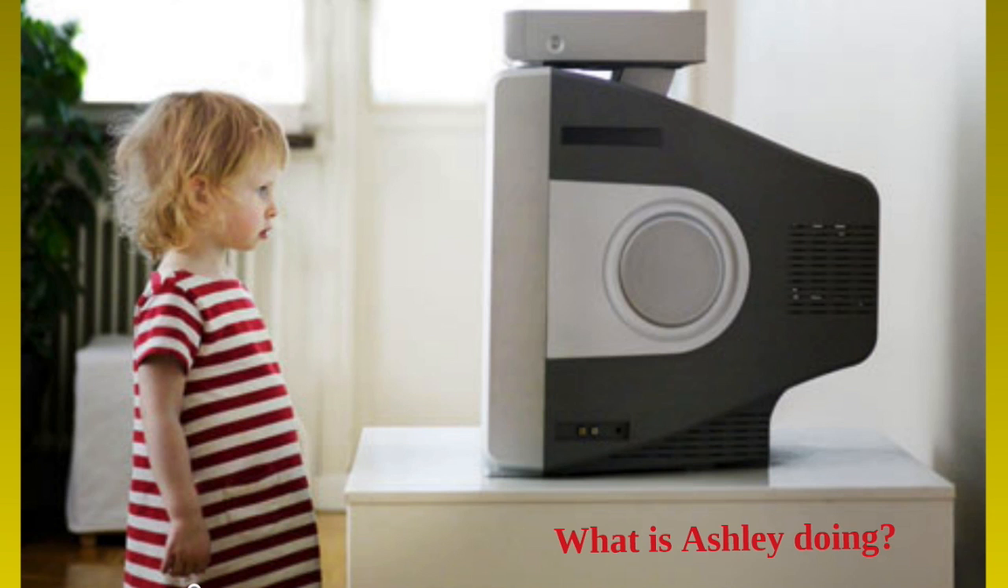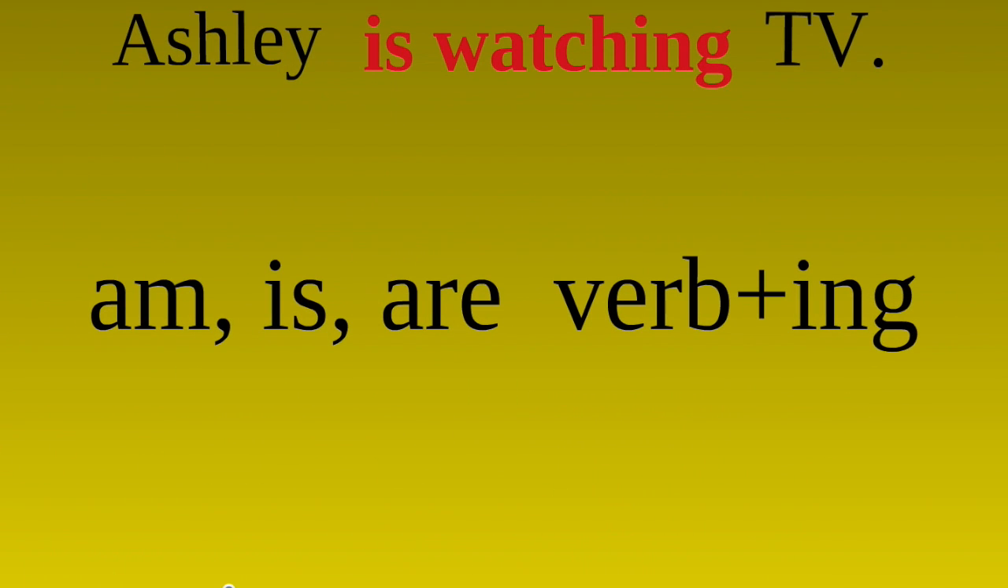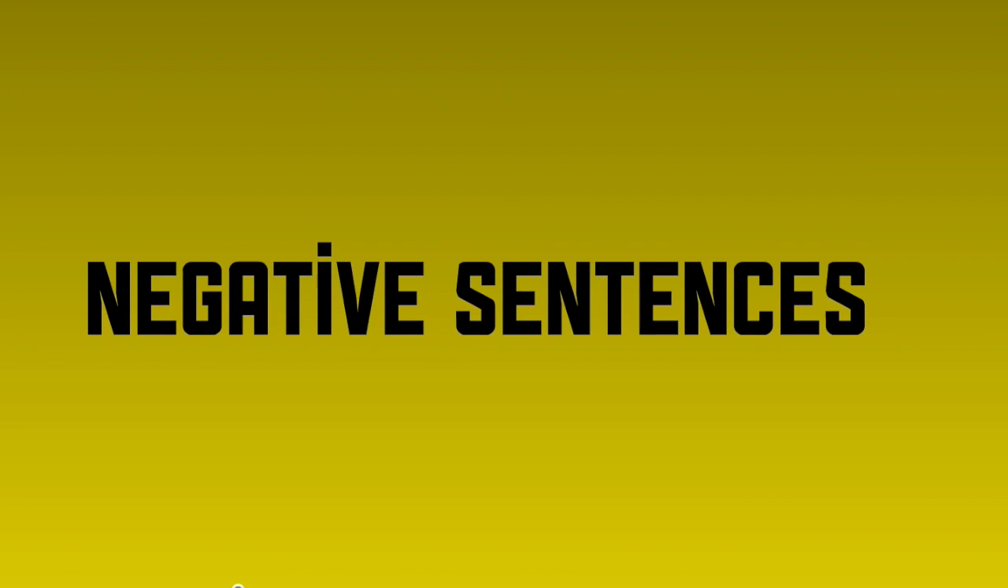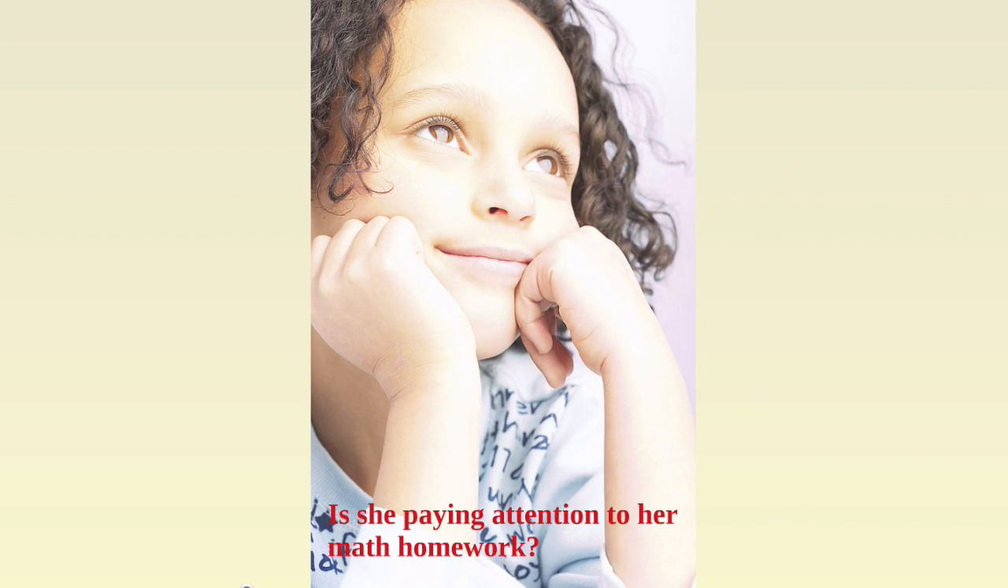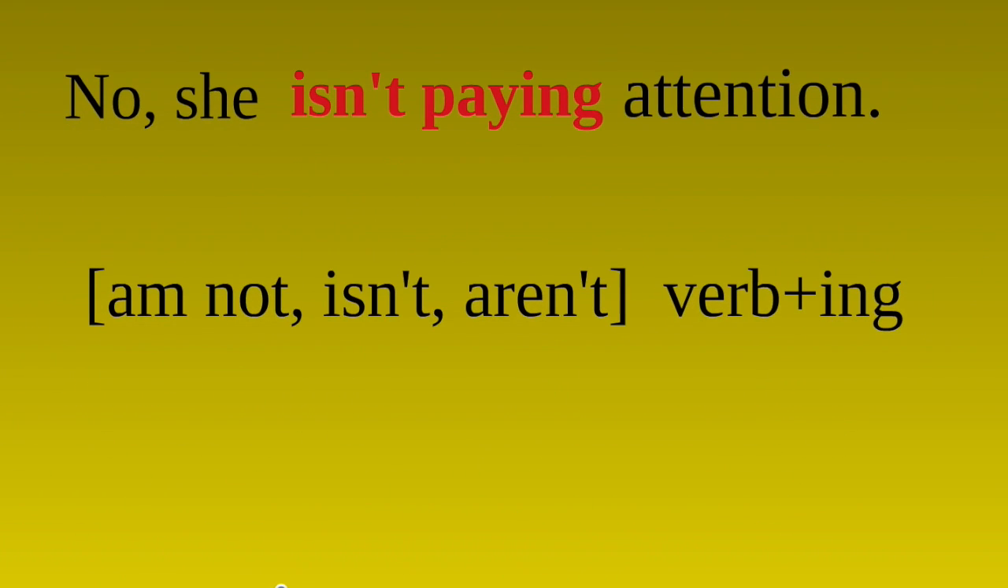What's Ashley doing? Ashley is watching TV. We use am, is, or are, and the verb with ing. Ashley is watching TV. For negative sentences, here's an example. Is she paying attention to her math homework? No, she isn't paying attention. We use am not, isn't, aren't, and then the verb plus ing. Here we use isn't because the subject is she.